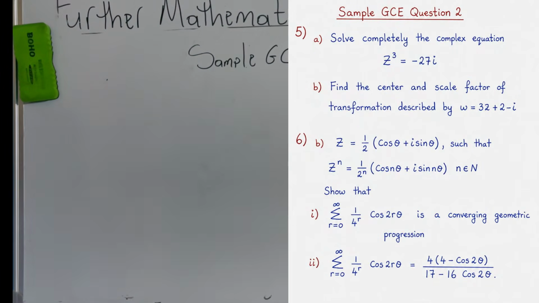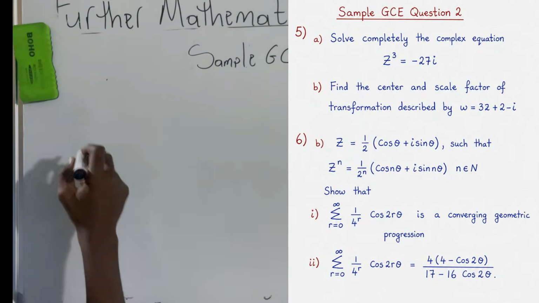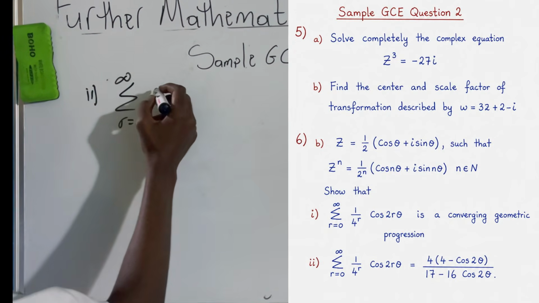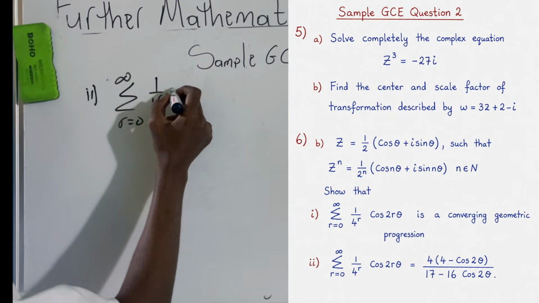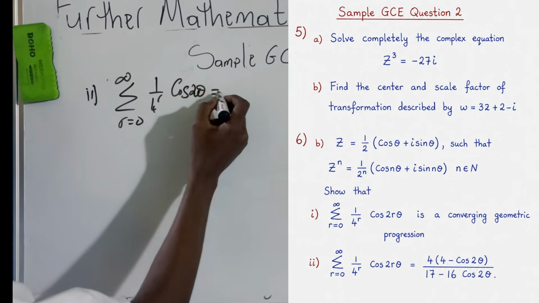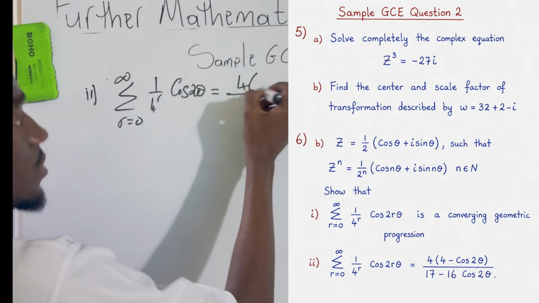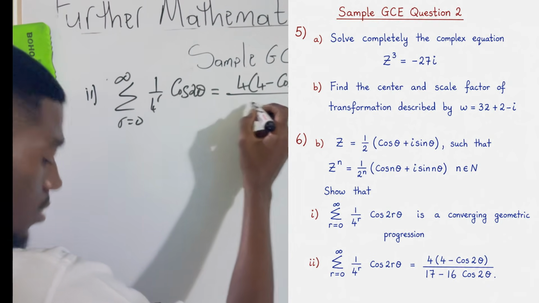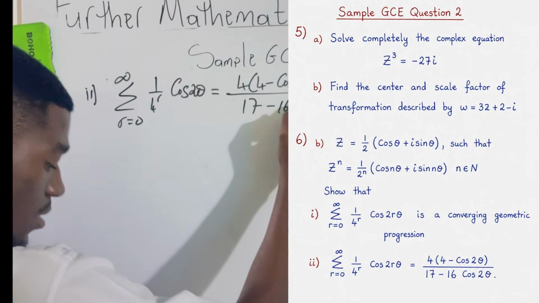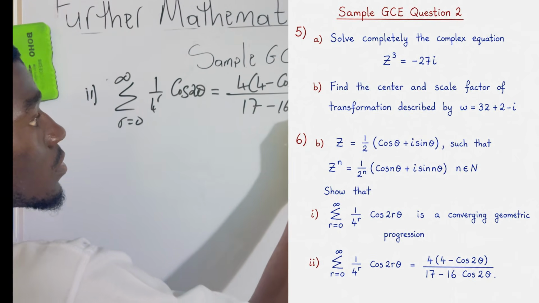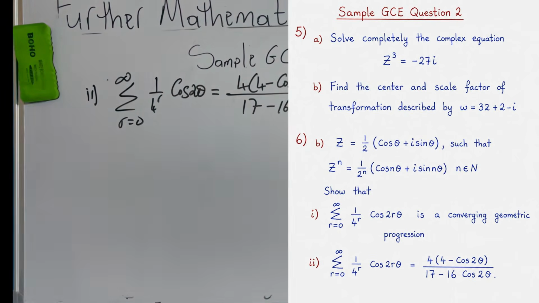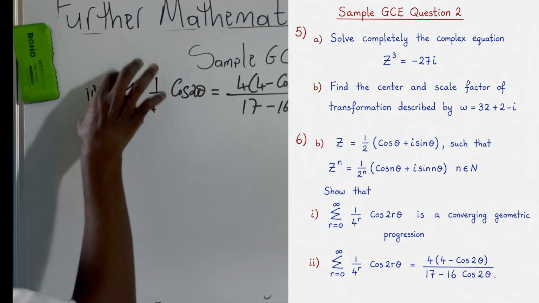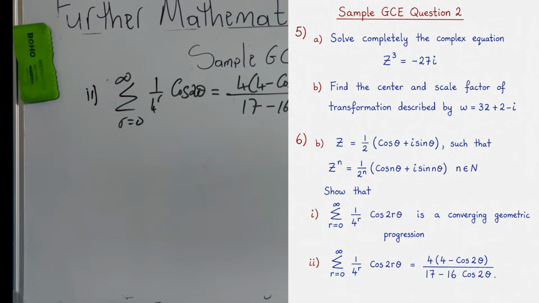The next part of the question, now we are asked to show also that, Roman 2, the sum from r equals 0 to infinity of 1 over 4 to the r cos r theta can be written as 4 times (4 minus cos theta) divided by 17 minus 8 cos theta. So we are asked to prove that. It means that we are asked to prove that the sum from r equals 0 to infinity is equal to that. Now, you can notice something.